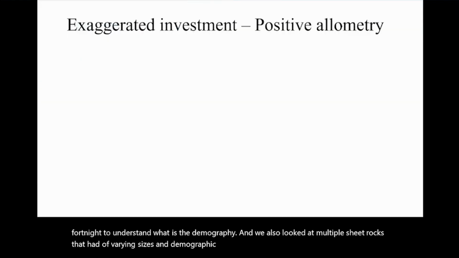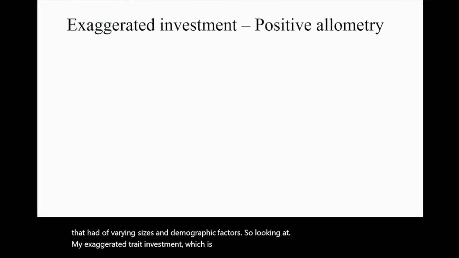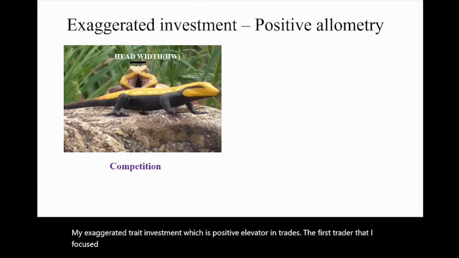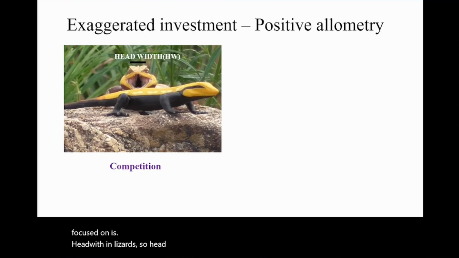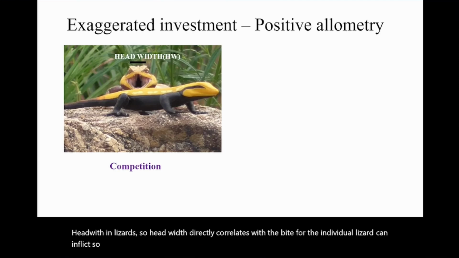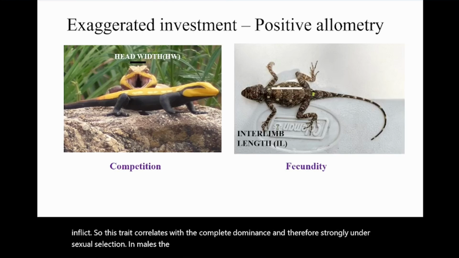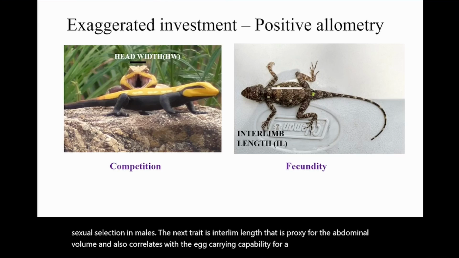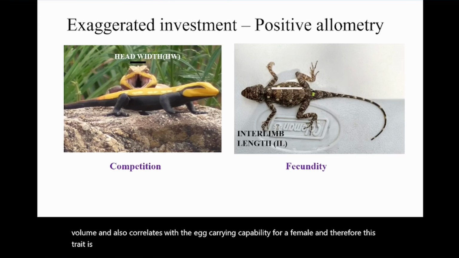Looking at my exaggerated trait investment, which is positive allometry in traits, the first trait that I focused on is head width in lizards. Head width directly correlates with the bite force that a lizard can inflict, so this trait correlates with competitive dominance and is therefore strongly under sexual selection in males. The next trait is interlimb length, which is a proxy for abdominal volume and also correlates with egg carrying capability for a female. Therefore this trait is directly under strong fecundity selection.